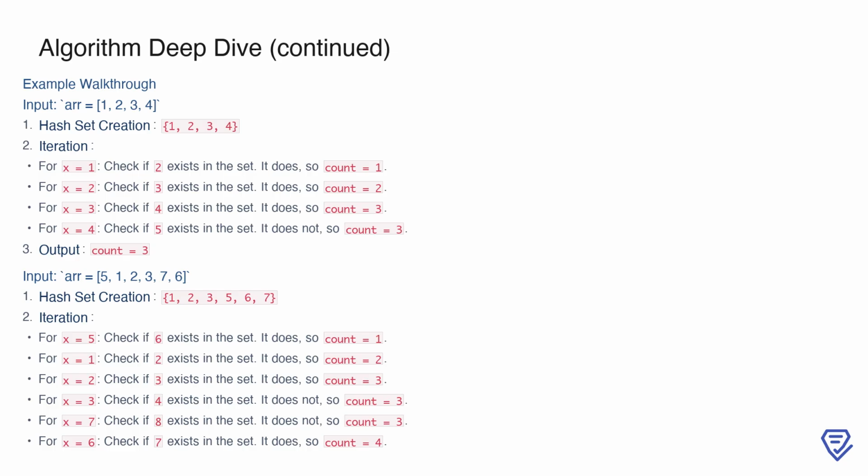To deepen our understanding, let's walk through an example. Consider the array 1, 2, 3, 4. First, we create a hash set containing 1, 2, 3, 4.